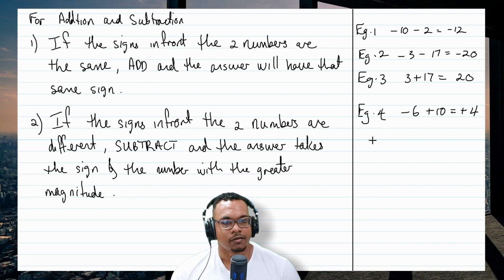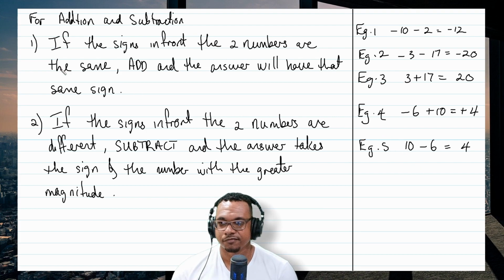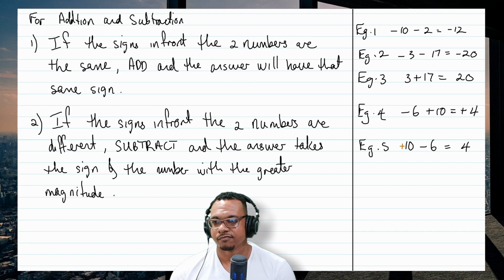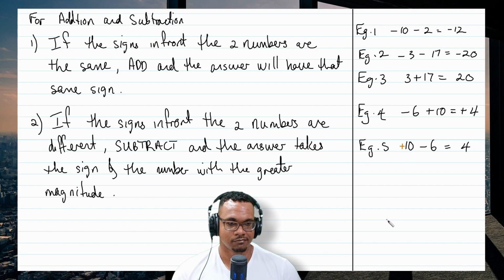All right, so example 5. If I go the other way around, 10 take away 6. Well, that's simple. That is 4, right? Everybody knows that. Okay, but why is it 4? Well, the sign in front of 10 is positive, and the sign in front of 6 is negative. The signs are different, so you have to subtract. Which one has the bigger magnitude? 10. Therefore, that's why the answer is positive.